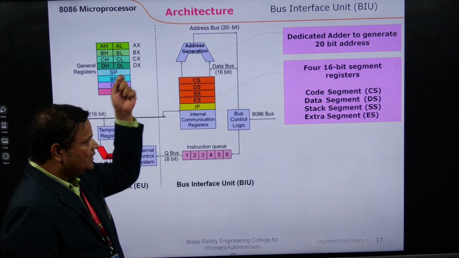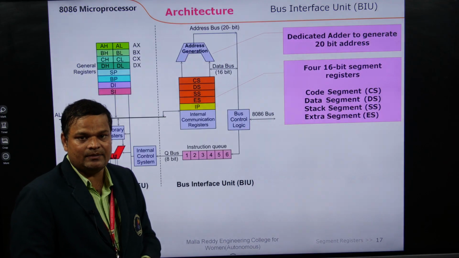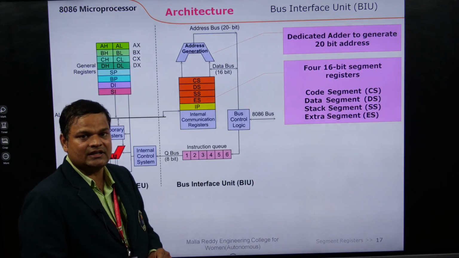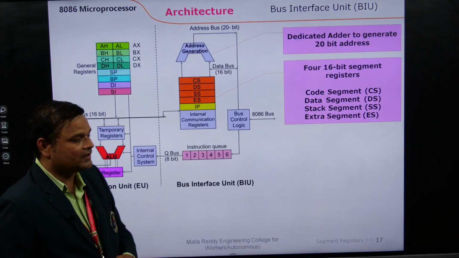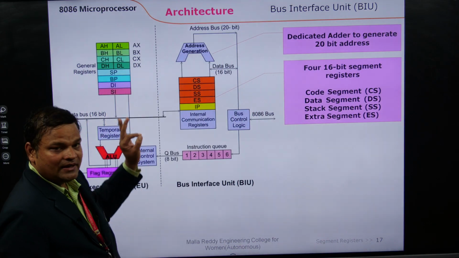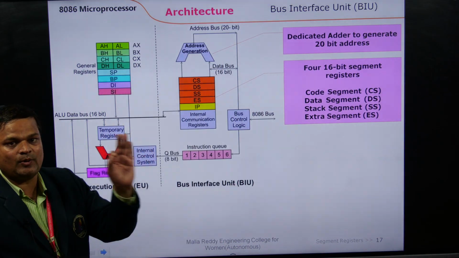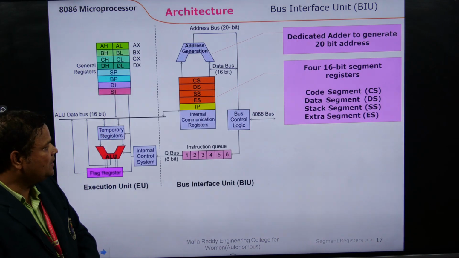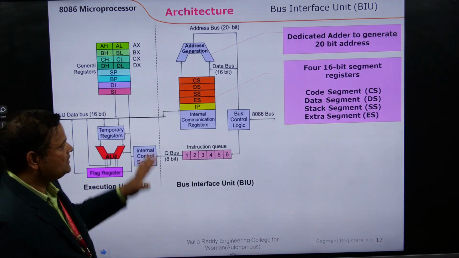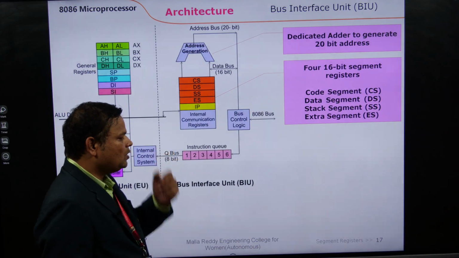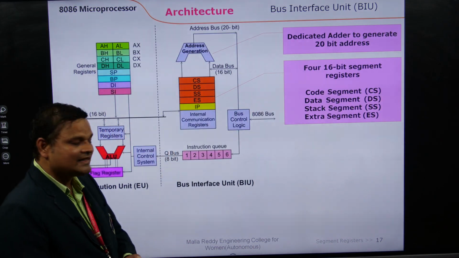Due to this, even though the size of the processor is 16-bit, the memory connected to the microprocessor can be extended to 1 megabyte. Here the segment base address is added to the corresponding offset address to generate the 20-bit physical address. Apart from these segment registers, we have one more important logic here, that is the instruction queue.